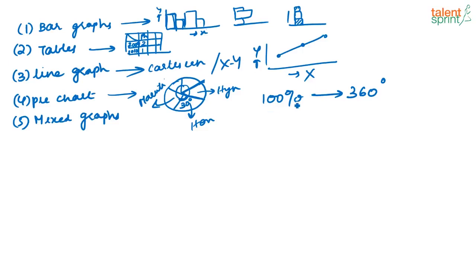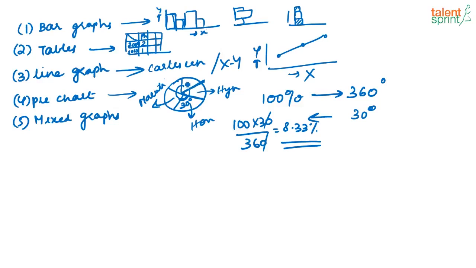I know that 100% is represented by 360 degrees. So 30 degrees is represented by how much percentage? 100 into 30 by 360, which is equal to 100 by 12, or 8.33%. Correct? So I can say that 8.33% of the people buy Honda. So in general I can say that.